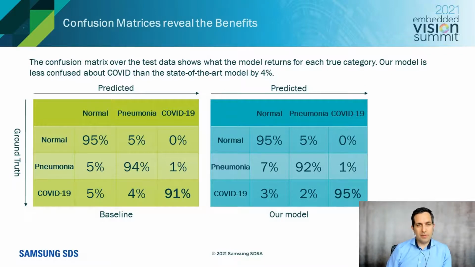In other words, we were able to significantly lower the amount of time and cost required to make the model. And at the same time, we were able to make a model that's 4% more accurate than the state of the art today. So put both together, it's a better model for less investment using this technology.